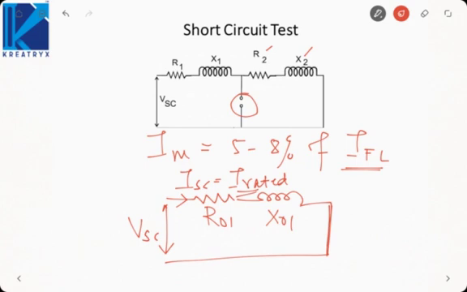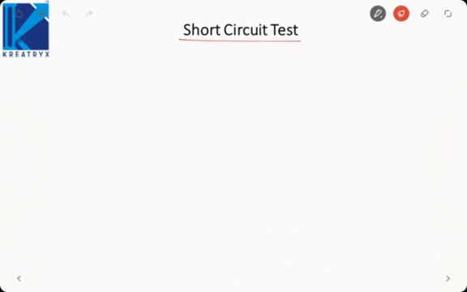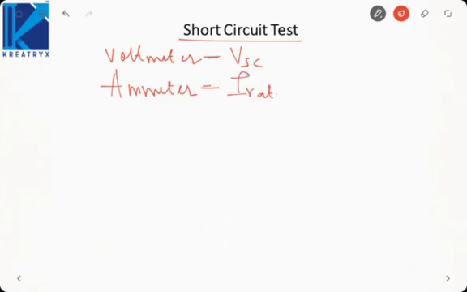If this test is not conducted at rated current in some numerical problem, then you have to map it to the rated current and then only take the values. First convert the current to the rated current. That I will tell you in the problem solving video. Now let us consider the different readings of the meters. The voltmeter would give me VSC, the ammeter would give me I rated, and the wattmeter would give me short circuit losses or the variable losses.